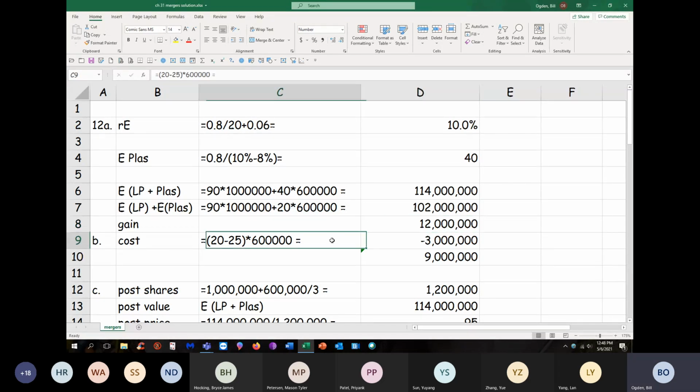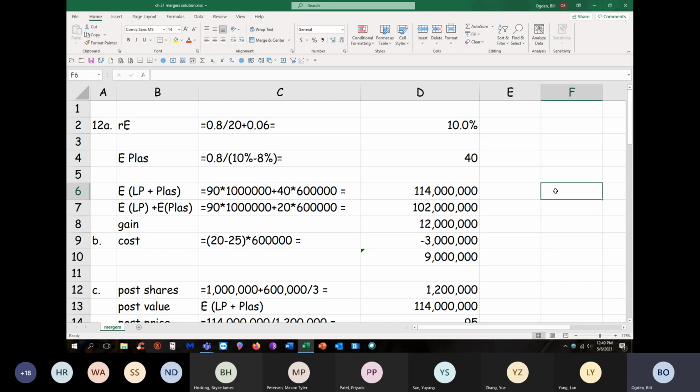And then what's the cost? Well, the cash offer is $25. So basically offering $25 for an asset that any of us could buy for $20. So therefore there's a cost of $5 per share or $3 million. And again, this is an item that the authors don't point out, nor do they ask for it. And so this is the net difference. So it's a 12 gain, a 3 cost, right? What do I do with that difference?